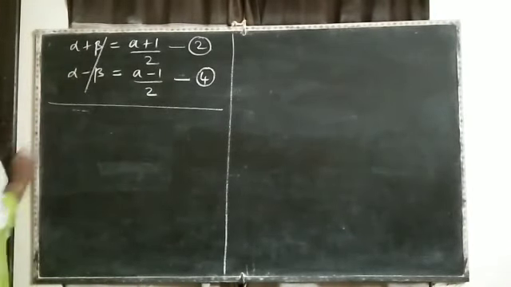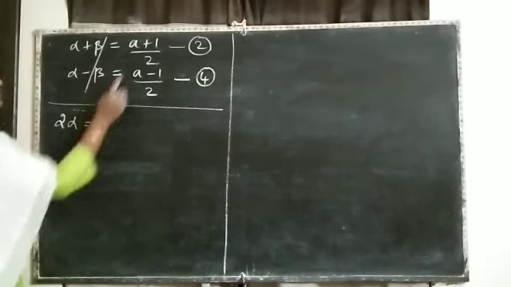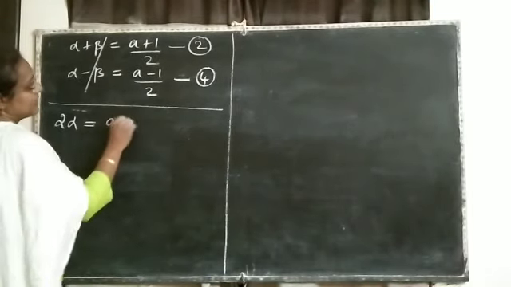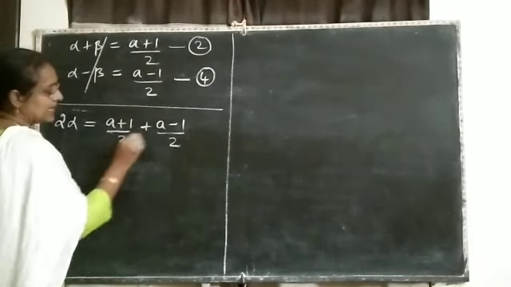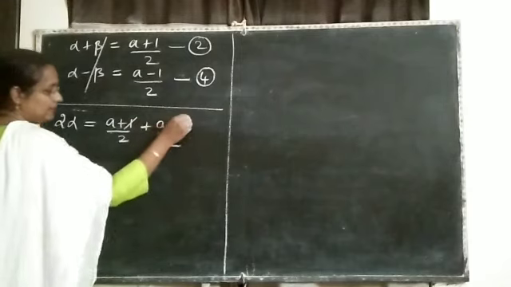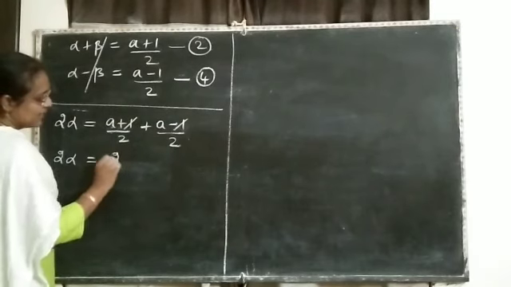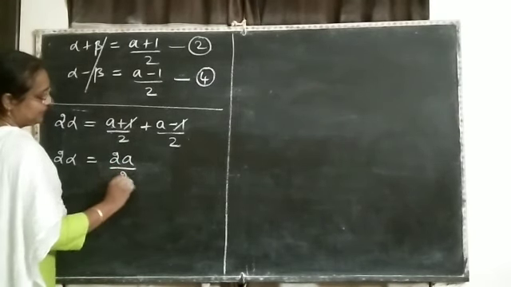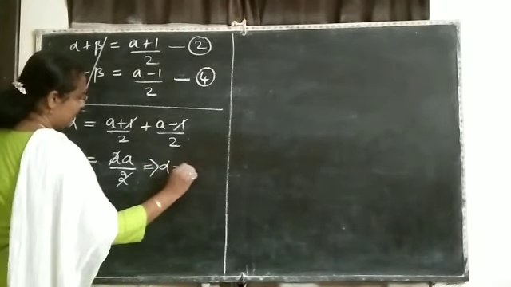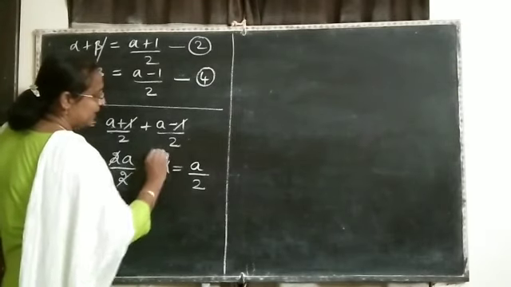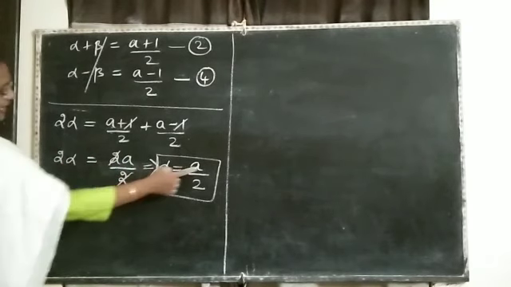So I am going to eliminate beta, plus beta and minus beta. So I will have 2 alpha here is equal to, now we are going to add this, a plus 1 divided by 2 plus a minus 1 divided by 2. Since the denominators are same, plus 1 and minus 1 are getting cancelled. So 2 alpha is equal to a plus a is 2a divided by 2. Now this 2 and this 2 are getting cancelled. So alpha is equal to a divided by 2.